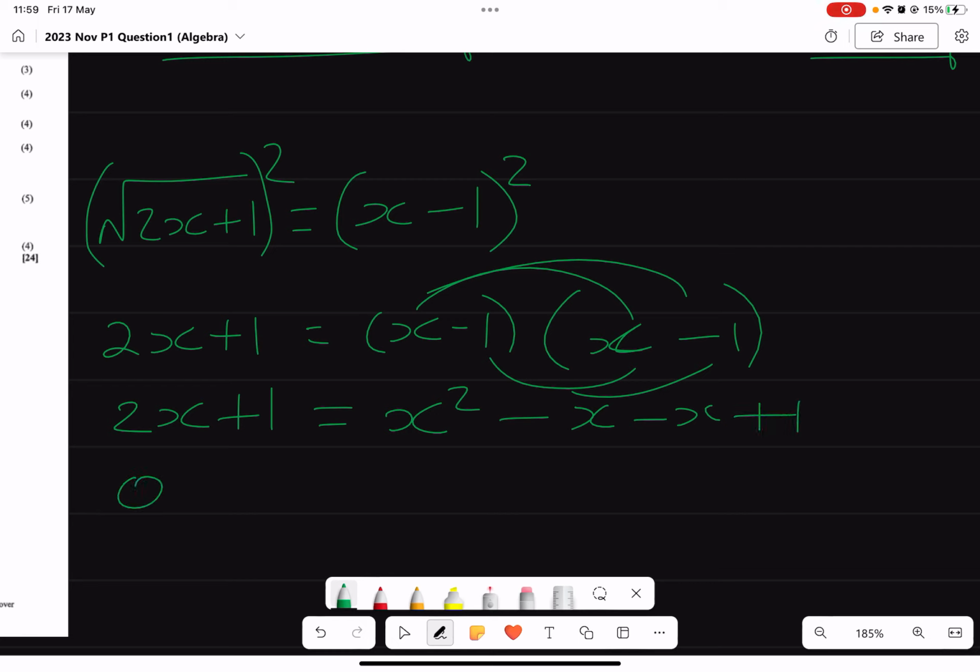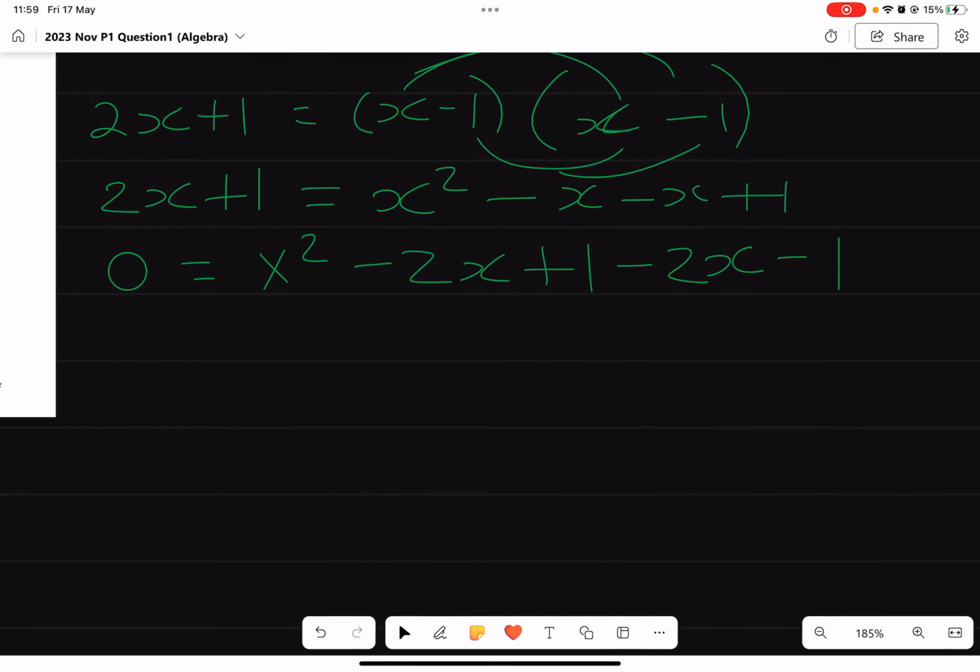So I'm going to say 0 equals x squared. This one and that one give us minus 2x because they are like terms. Right? And then I have plus 1. And because I put 0 there, it means I need to move this one and that one to the other side, right? So I'm going to have minus 2x minus 1. The signs must change because we are moving to the other side.